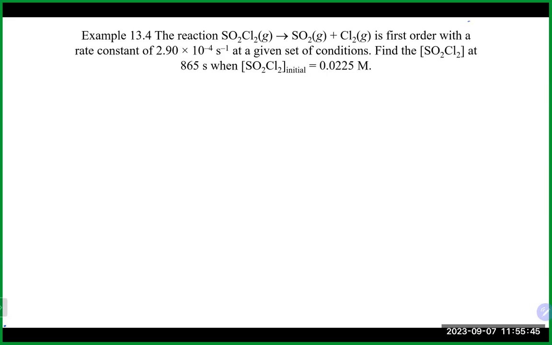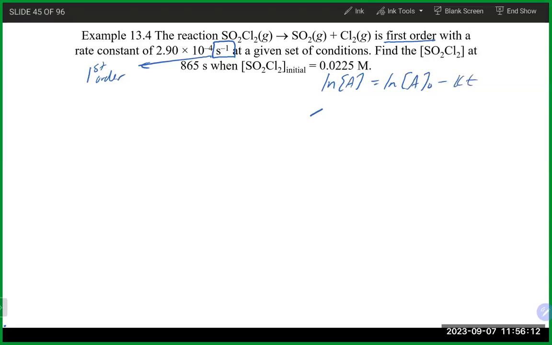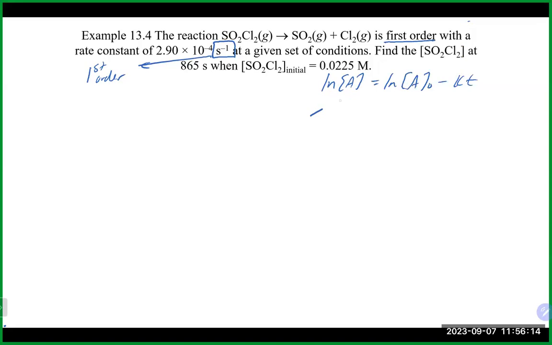Okay, let's take a look. So once again, they did tell us what order it is, but they may not always. But again, we can see our units on our rate constant, which tells us that it is first order. So in this particular case, we'll use our first order equation: natural log of A is equal to natural log of A naught minus kt. And in this particular case, we are looking for our final concentration here.